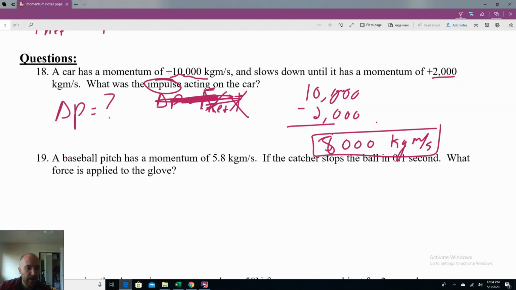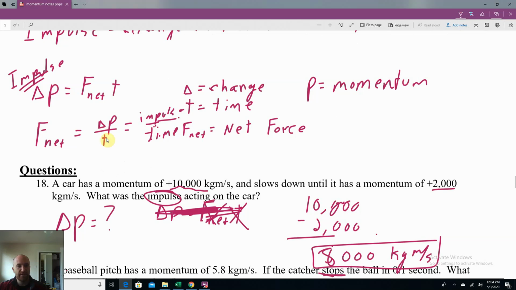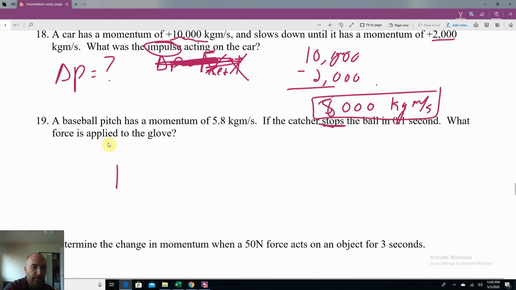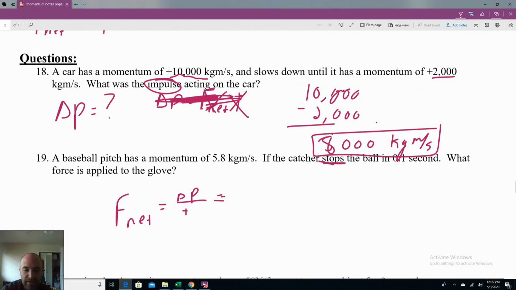Number 19. A baseball pitch has a momentum of 5.8 kilogram meter per second. The catcher stops the ball in 0.1 seconds. What force is applied to the glove? We're solving for force, it sounds like. So the equation that's solved for force is, I'm looking at this one right here. The net force is equal to change in momentum over time. Okay, we're solving for that net force, so I'm just going to plug in for the change in momentum, and the time.